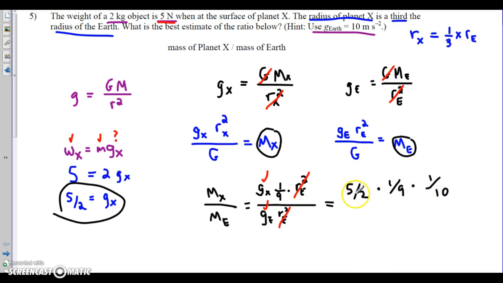And so what do we have? Well, the 5 and the 10 reduce. And when you put this all together, you get the ratio is equal to 1/2 times 1/9 is 1/18, and then another half is 1/36. And that is the answer.